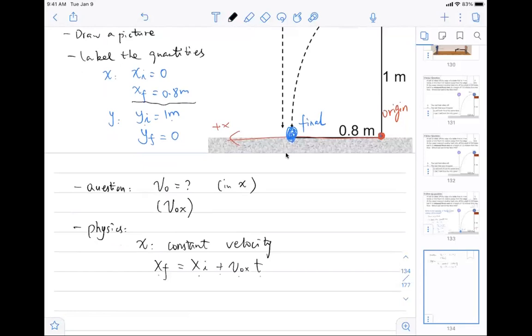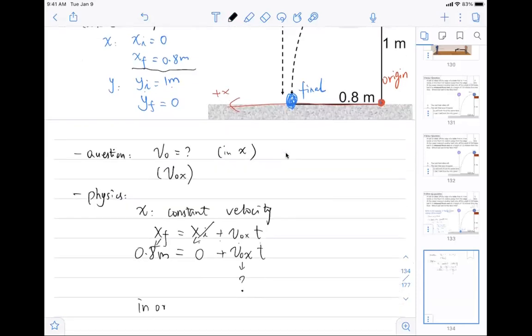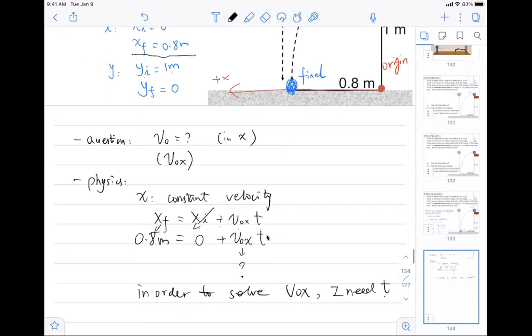Okay, so x initial is 0, I just said earlier. V naught x is what I want to solve for, question mark, times time. I don't know the time. And I know it traveled 0.8 meters, so final is 0.8 meters. So you can see that in order to solve for V naught x, I need to find t, right? Okay, but that's not all the information. I still have the y direction that I have not used yet.